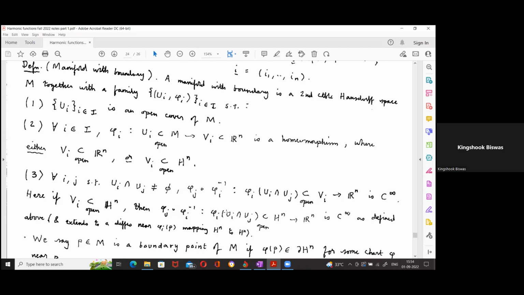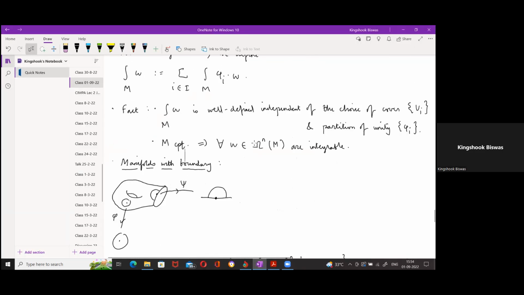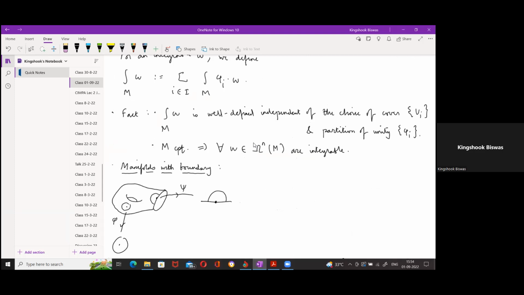Okay, so like in the picture here, the image of the chart, this V here, is open in Rn, and here this V is open in Hn. Is this all right? Okay. Yes. Fine.